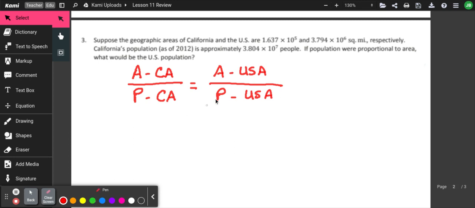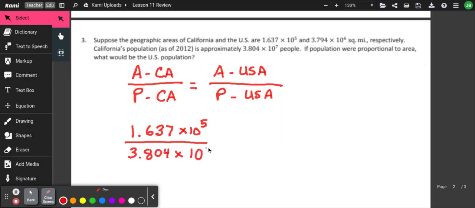So to make this true, we're going to plug in the values. So the area of California is going to be 1. Now, some people could say that we could estimate this, so we could say that this is like 1.6 times 10 to the 5th, but we're going to write it all out here. So it's going to be 1.637 times 10 to the 5th power over its population, which is 3.804 times 10 to the 7th power.